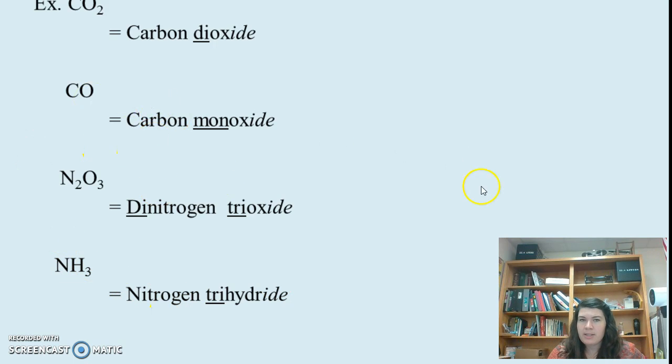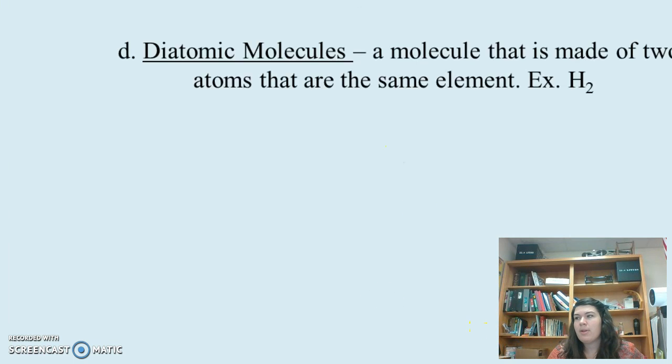Okay. So you're going to have a worksheet on this to practice this. You do need to know how to do it, but you have to make sure that you know the difference between an ionic and a covalent compound so that you can tell which naming system you need to use. All right. Couple more things we're going to talk about.